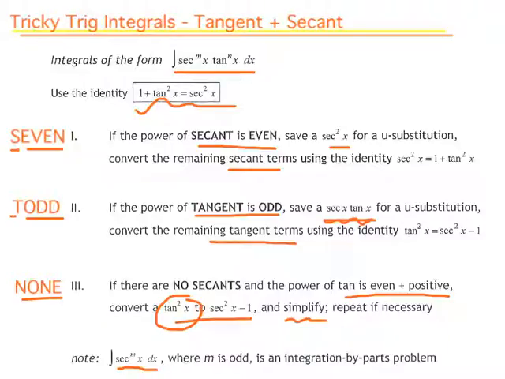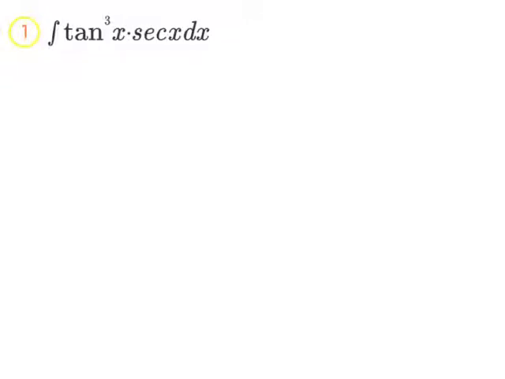Let's look at some examples. Let's start with the integral of tangent cubed x times secant x dx. So 7 Todd none: secant even, tangent odd, no secants. This is obviously a tangent odd situation, and when it's a tangent odd situation, we do the odd thing of saving a secant tangent term. So I would like you to rewrite this, saving a secant tangent at the end of the integral, and see what's left there. Pause it and come back to me.